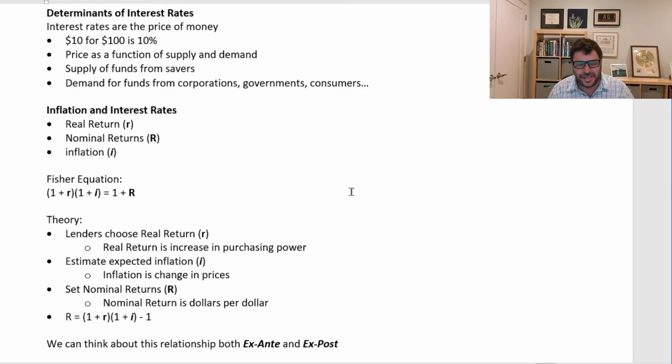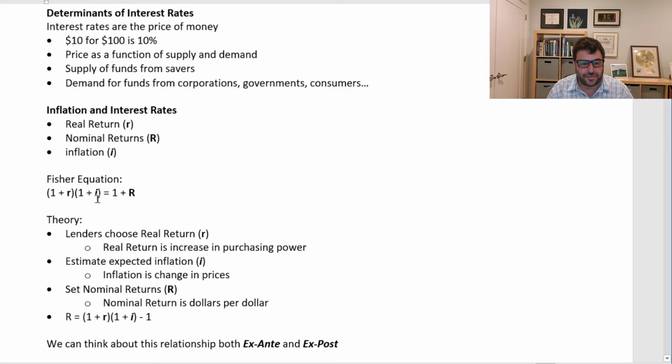And inflation can either be backward-looking, realized inflation, or forward-looking expected inflation, and depending on the context, it'll be one of these two. And we could put an expectations operator around the I. I'm not going to do that. We'll just know. And so here's the relationship, and this is the Fisher equation, and it says 1 plus the real return times 1 plus the inflation rate is equal to 1 plus the nominal return.